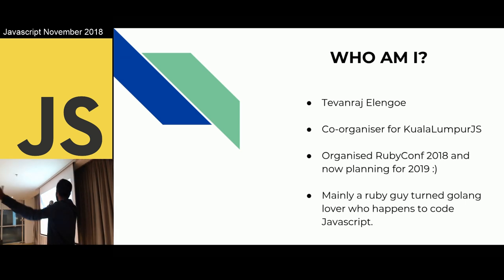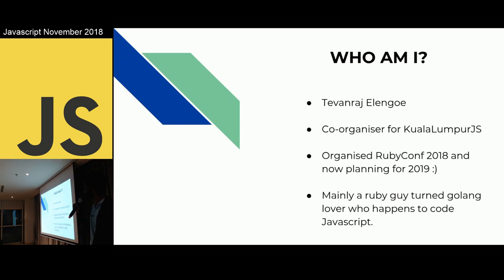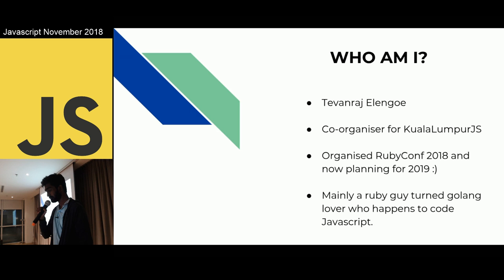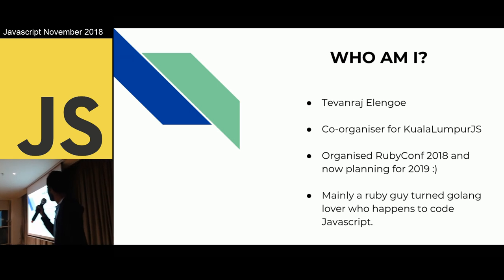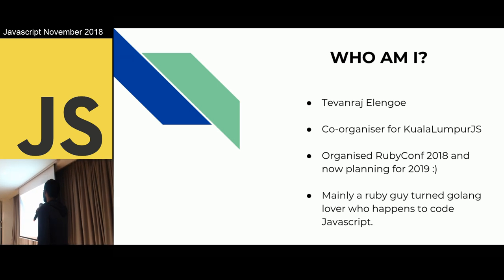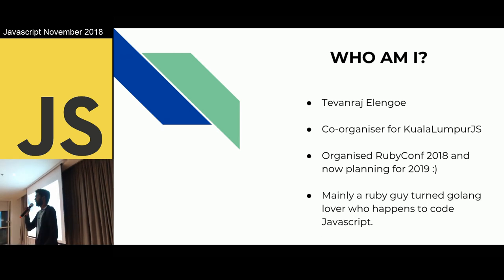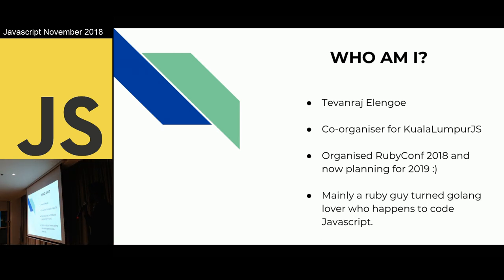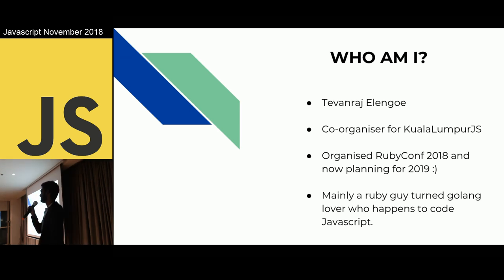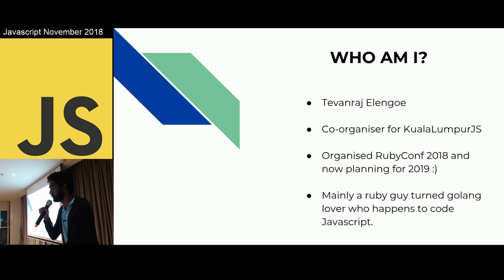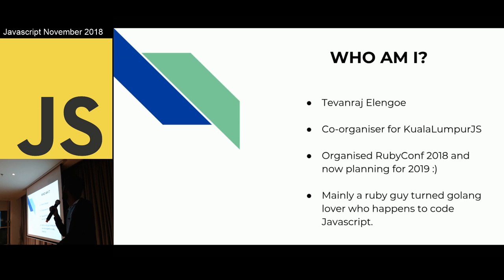I'm Jim Raj, and I was the co-organizer together with Jonathan for KL JS, and organized the Ruby conference recently. I had very good feedback about the Ruby conference, and thanks to the sponsors and everyone. I'm a Ruby guy, but then I saw Go, and I went to GopherCon in Singapore, and I'm like, oh, this thing is really good. So I've started to do Go more often now, and so far I'm loving it. I also happen to code in JavaScript mainly for the front end part. So basically a full stack.